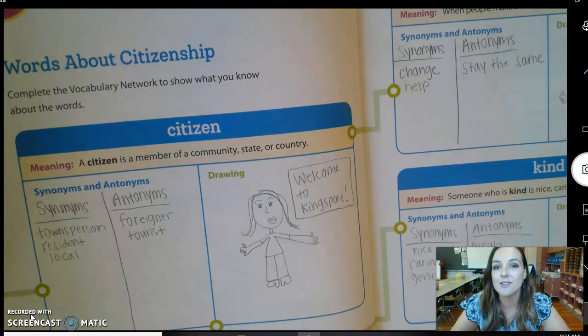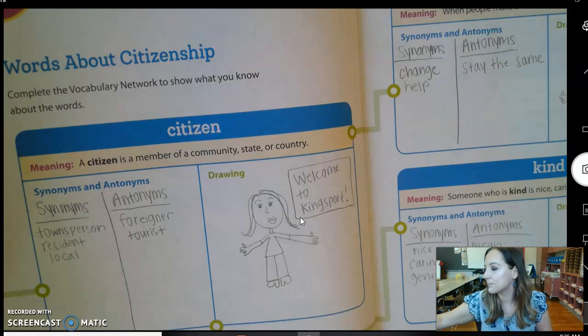The first word was citizen. My synonyms, which are words that mean the same thing, were townsperson, resident, or local. Those words all mean almost the same thing as a citizen. Some antonyms that I came up with were the words foreigner, which means someone from a different area, or a tourist, who would not be a citizen if they're visiting your area. And my drawing is me and the sign that says welcome to Kingsport. So there's my drawing there.